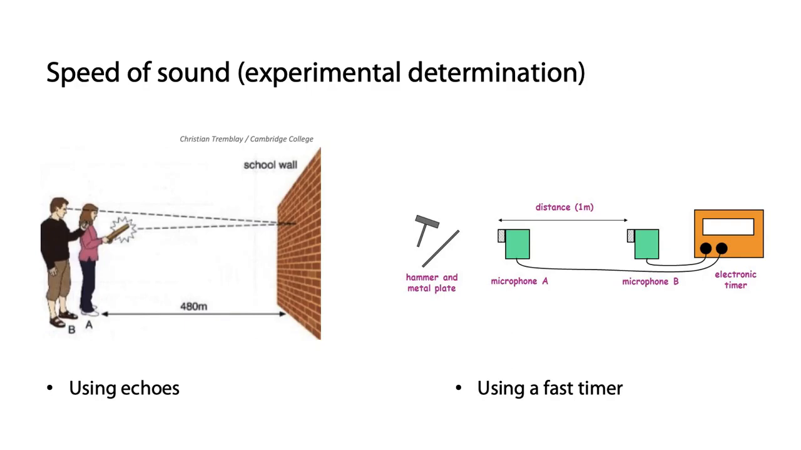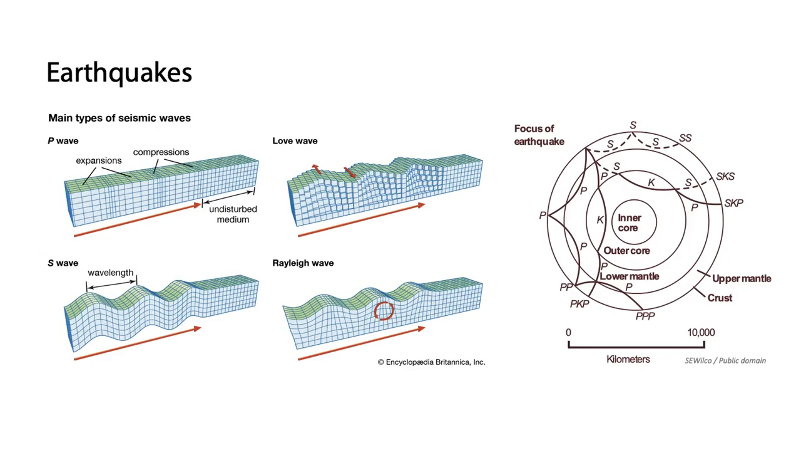Using a bit more technology, you create a noise, sound waves travel out, and you have two microphones spaced 1 meter apart away from the sound source, and using a fast timer, you can measure the difference in times and therefore again calculate the velocity.